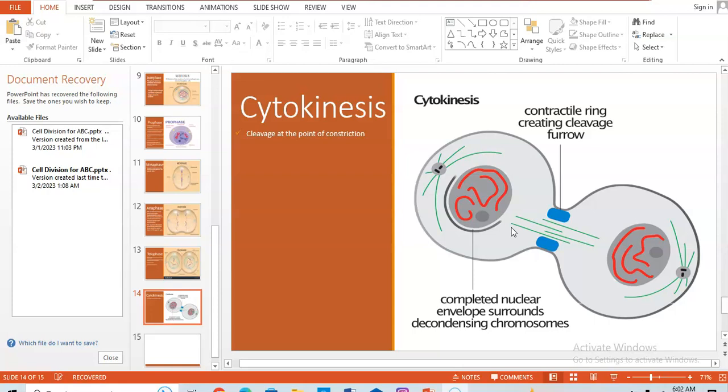But there are some cells that once they are formed, they go straight back into division. Those cells are called labile cells, like the cells of your skin. They go into continuous division, and they don't need to grow.